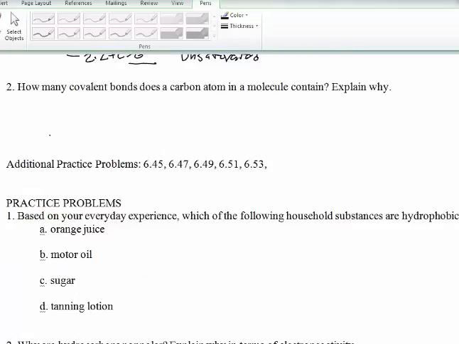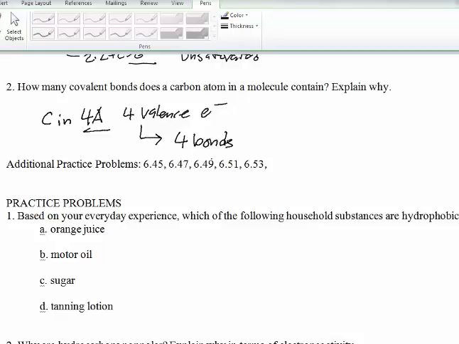Second question, how many covalent bonds does a carbon atom in a molecule contain? So carbon is in group 4A, right? So it has 4 valence electrons, and that means that it forms 4 bonds. And so every carbon that we're going to draw in organic molecules should have 4 bonds. If your carbons don't have 4 bonds, you did something wrong.